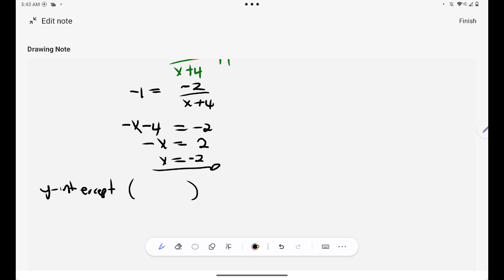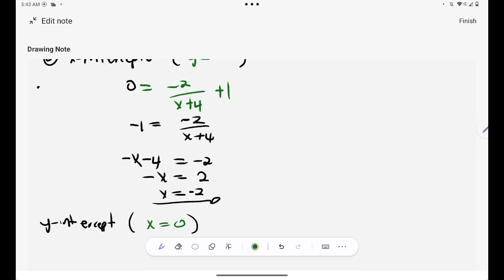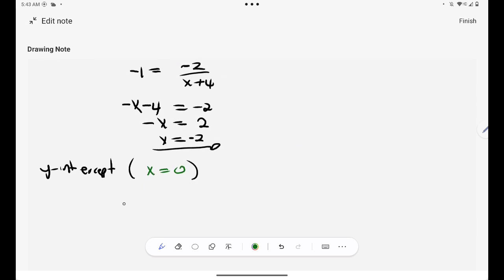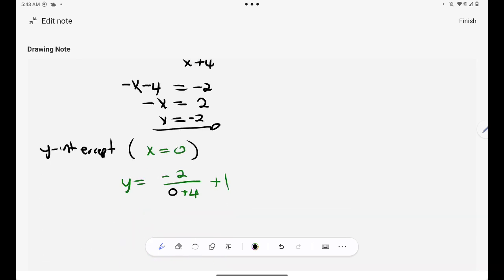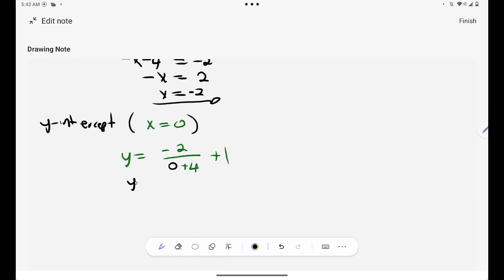And then for my y-intercept, I just need to make my x equal to 0. Right, together, so all I need to do is to make x 0, then solve for y. Therefore y will be equal to -2 over 4 plus 1, which is -1 over 2 plus 1. I'll have 1 over 2.